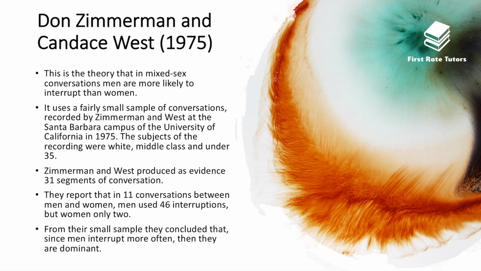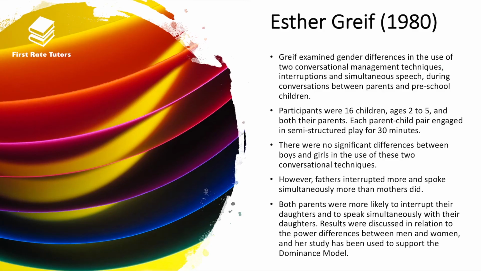The students, or rather the subjects of the recording, were white, middle class and under 35. So of course already you can see some limitations in the applicability of how these people that they studied use language and whether this really represents the wider demographic of people that they are describing. So Zimmerman and West produced as evidence 31 segments of conversation, and they reported that in 11 conversations between men and women, men used 46 interruptions but women only 2. And from this small sample they concluded that since men interrupt more often, then they are dominant.